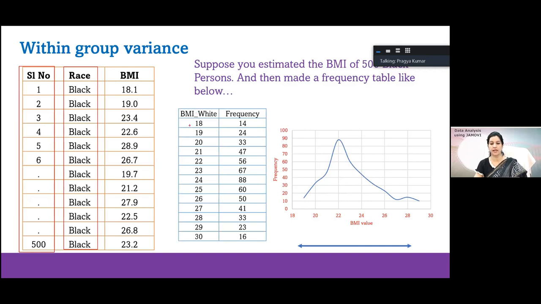Similarly, you have taken white individuals also, and you have calculated. So this is the frequency. You have made a frequency table like this, and you have got a graph like this. This graph here is the BMI of black. Sorry, it is not the white one, this is black here. So this is the within group variance. Remember in descriptive statistics we studied variance, that it measures the dispersion. So this is the within group variance of BMI in black people.